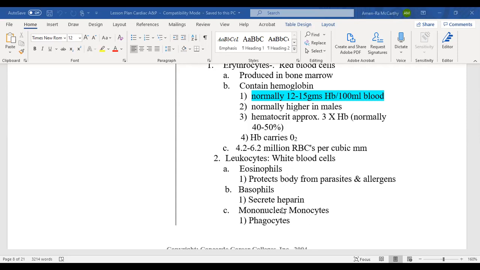Then we have mononuclear monocytes, also known as phagocytes. What do phagocytes do? Who can remember from high school? They eat up the... Excellent. They ingest foreign materials, right? If you have some type of foreign material in the blood, those phagocytes will encompass it, close around it, and eat it, okay? So we've got the phagocytes on their job.